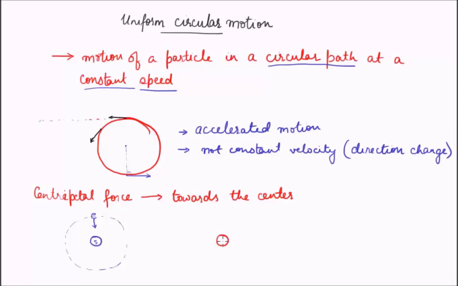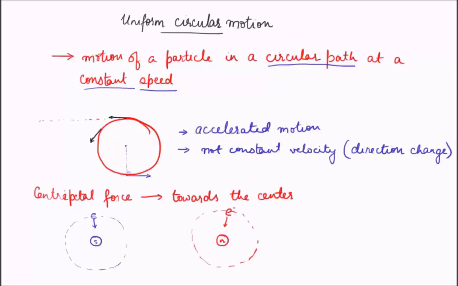In the example of an atom, suppose this is the nucleus of the atom, and the electron revolves around the nucleus in a circular path. Where does the centripetal force come in this example? This comes from the electrostatic force of attraction. The electron is attracted towards the nucleus by electrostatic force, and that force provides the necessary centripetal force for revolving around the nucleus.